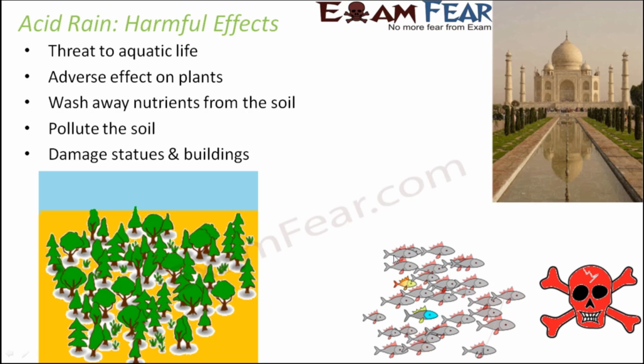Worst affected are those monuments which are made up of sandstone or limestone, because such rocks are more susceptible to erosion. If you look at the marbles of the Taj, they have been corroded gradually over the past many years by the acid rain. These acids basically blacken the marbles, and that's how the statues and the buildings are damaged.